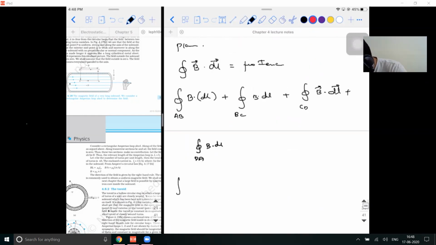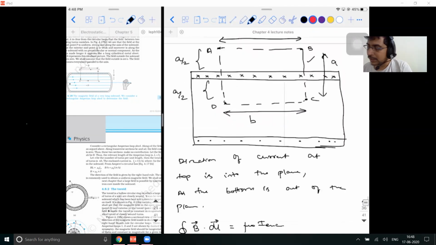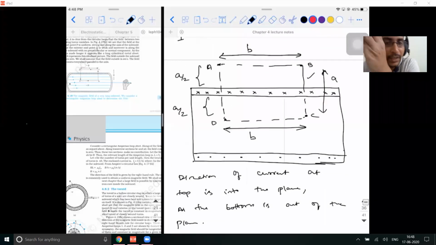Okay. So tell me, what will be the direction of magnetic field due to this current carrying element? How is the magnetic field going to be? Anybody? How to find? What will be the direction? If this is how the solenoid is, the current is flowing in this direction. What will be the direction of magnetic field?